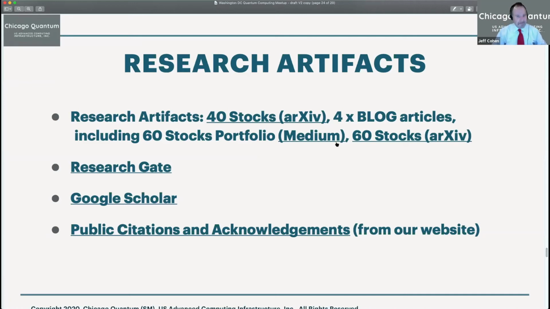So here's our research artifacts. I have a question, Itamar, and I'm not sure I understand it. Connect to volatility. Can you add another sentence to that, please? Because I want to answer it.